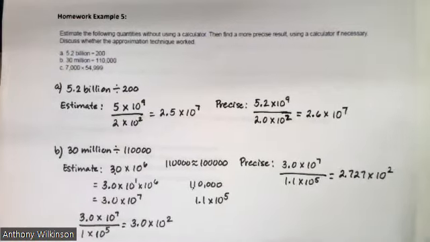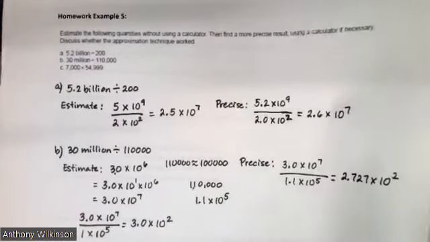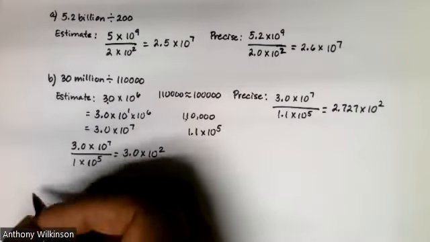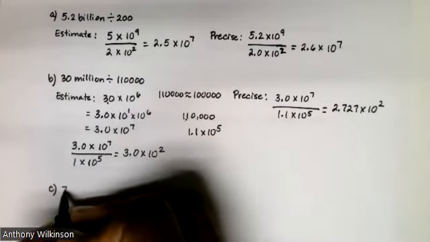Okay. All right, in part C, the 7,000 times 5,000, 54,999.